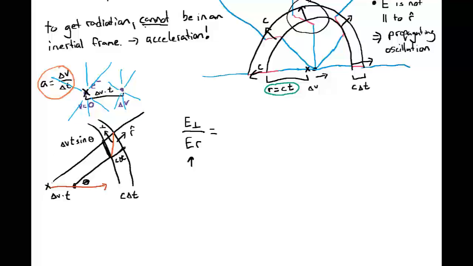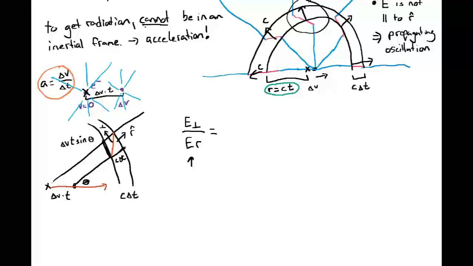Now, because this acceleration produced a velocity change delta v, the change in position of this electron some time t later is just delta v times t. So that's the new position of this charge as a function of t. And you can see that the perpendicular component of the electric field here is related to that distance that the charge has traveled. In fact, if you work out the geometry of it, this is just delta v times t times the sine of the angle theta that we're examining here.